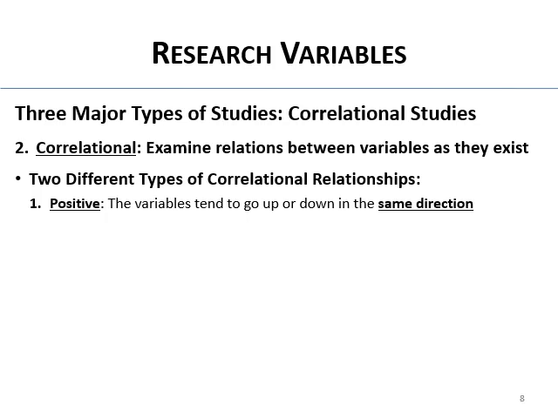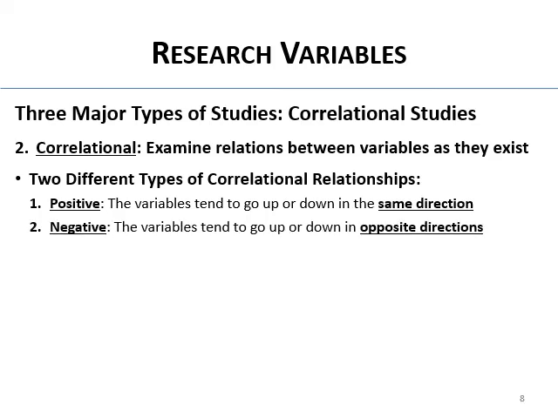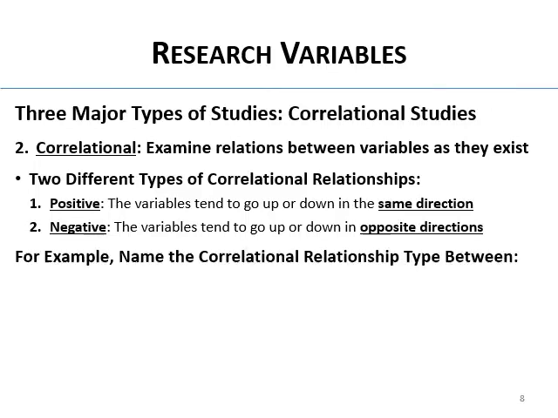Positive relationships, that is where the variables tend to go up or down in the same direction. So higher this, higher the other thing. Lower this, lower the other thing. The other type of relationship is what we call negative relationships, and that's where the variables tend to move in opposite directions. As one goes up, the other one tends to go down.